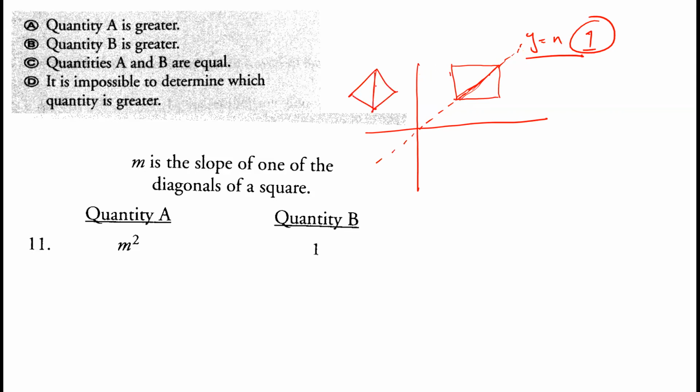Over here, this diagonal has a gradient of infinity. Over here, this has a gradient of 0. A horizontal line has a gradient of 0. So 0 squared cannot be 1, and infinity squared obviously is not 1. So it is impossible to check whether m squared equals 1 or not. Yes, there is one possibility where the diagonal slope is 1, so 1 squared is obviously equal to 1, but there can be other scenarios as well. So we cannot determine which quantity is greater. So option D is correct.